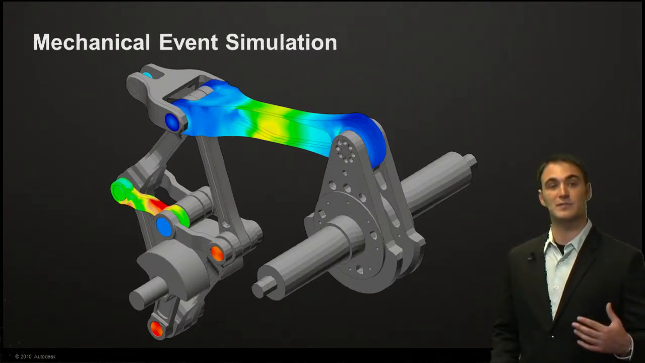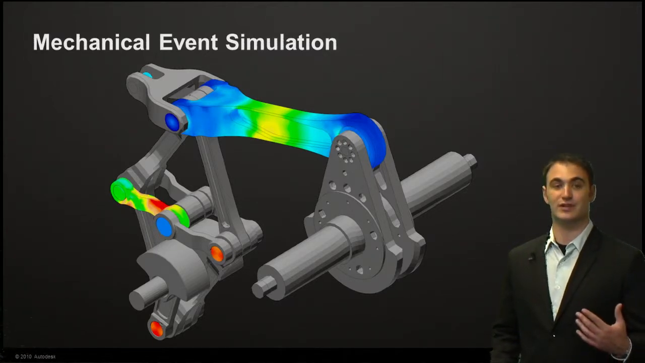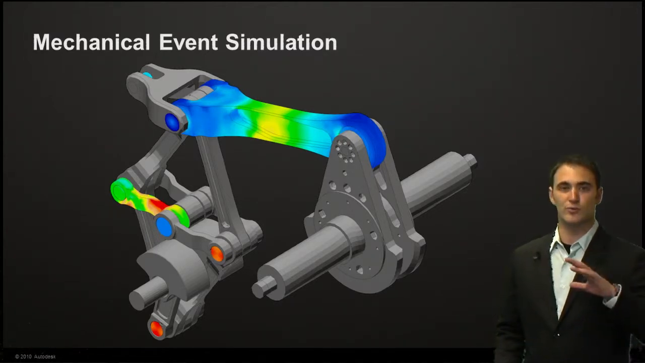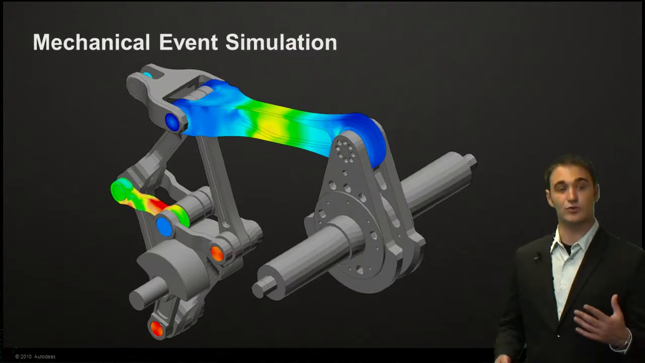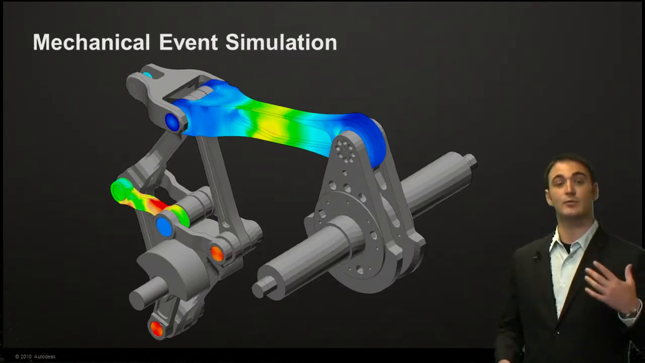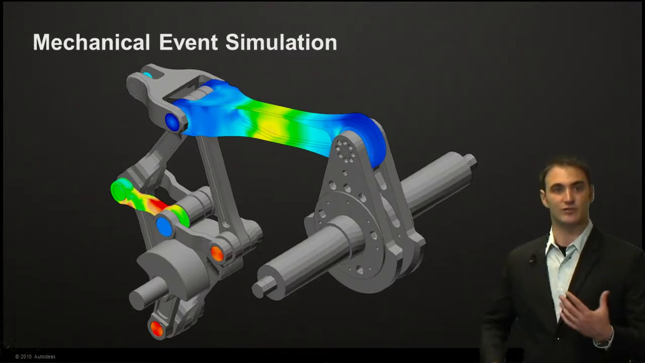You can also look at different material properties, right? So you can look at things like steel and aluminum, basic types of materials, or you can look at things like plastics or hyperelastic materials like rubber or neoprene or foam.